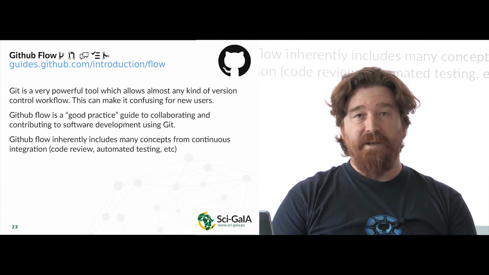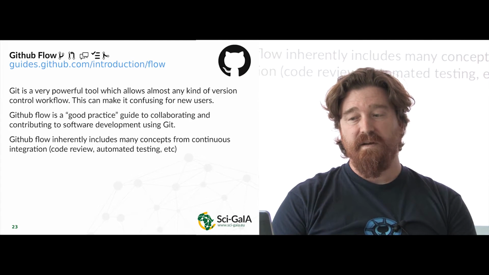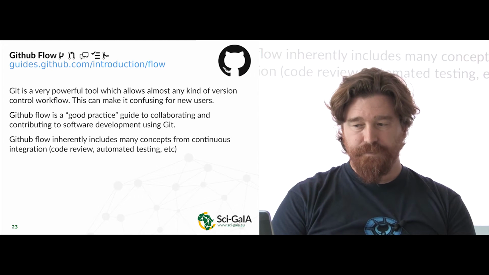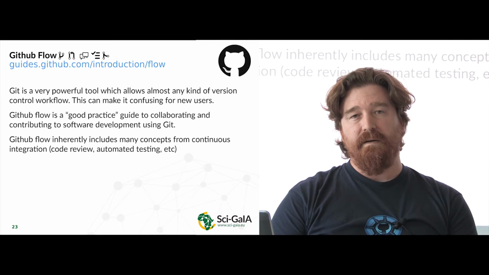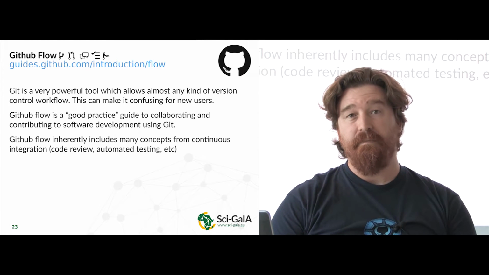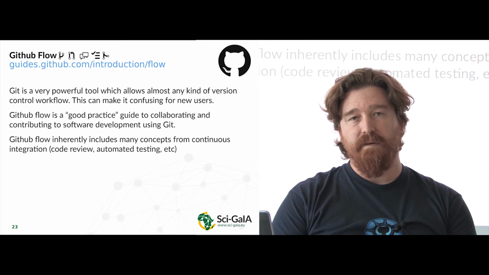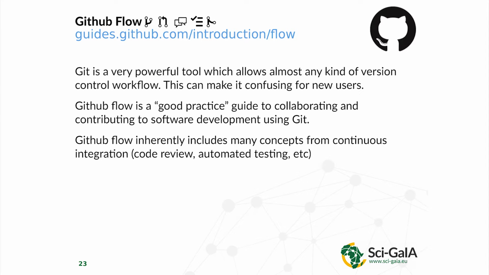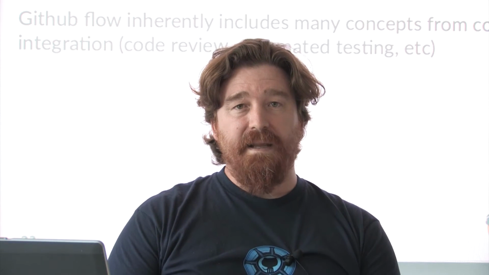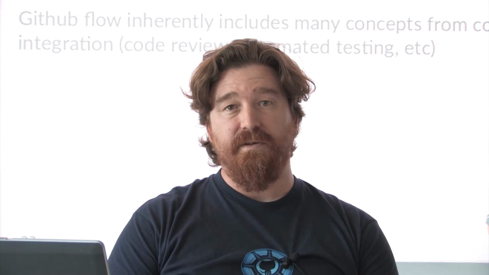Because it's such a powerful tool and you can do almost anything you want in terms of change control with Git, this can make it very confusing for new users. So GitHub Flow is the kind of best practice which has evolved around many years of many people working with the tool and collaborating with each other, and this is one of the best ways of clearly and cleanly collaborating with many different repositories. GitHub Flow inherently includes many of the concepts which we've referred to in our previous slides, which are directly related to continuous integration or software quality assurance, such as testing and automation and so on. And you can find out more information in the link to GitHub Flow that you see on the slide.